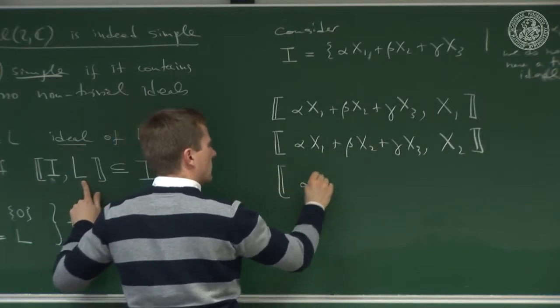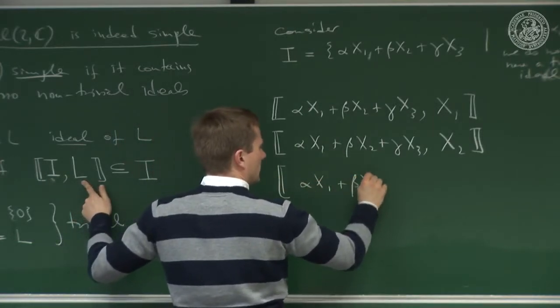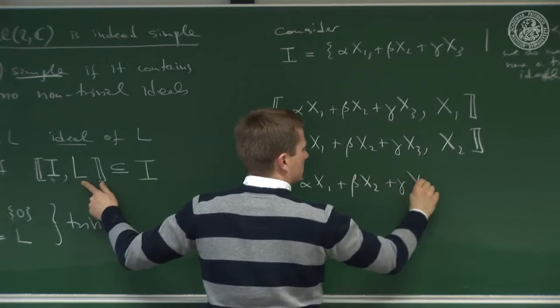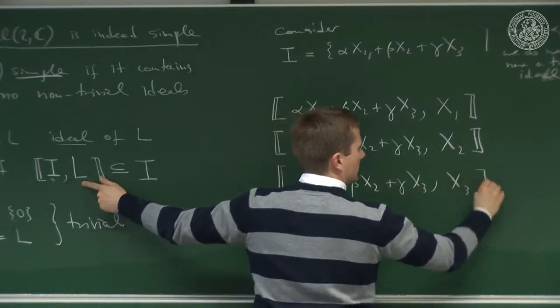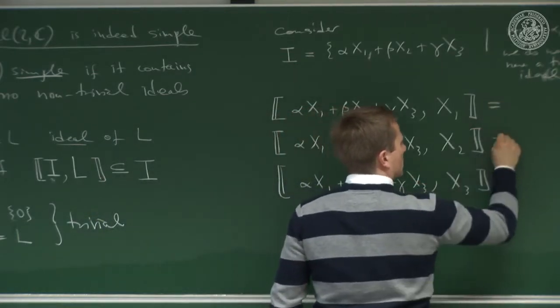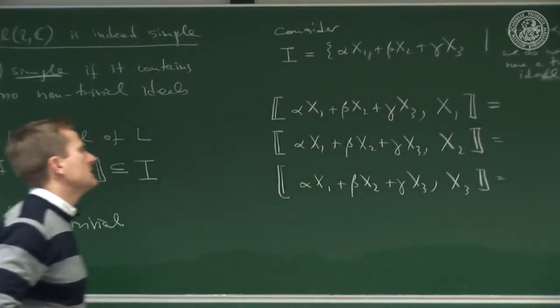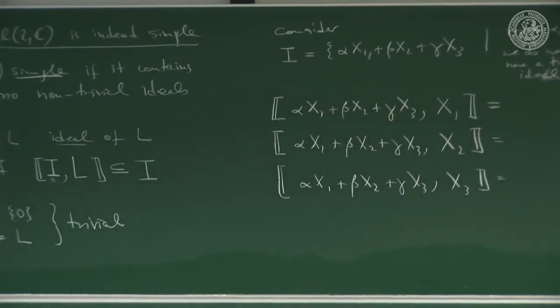Because that tells us all. There's no need to look beyond the basis vectors, [x3, x3]. So what we need to do is calculate these brackets in order to get an insight.